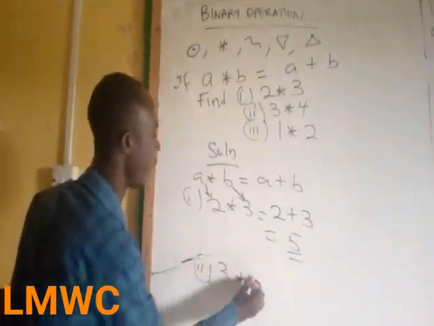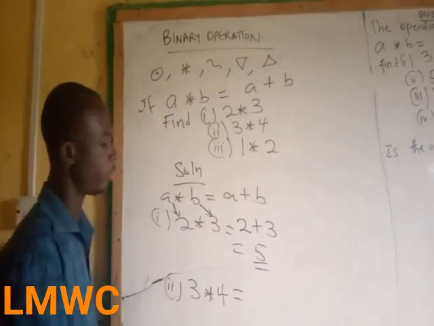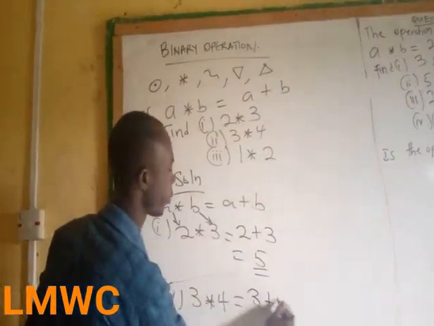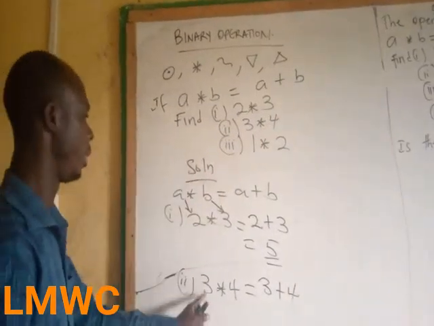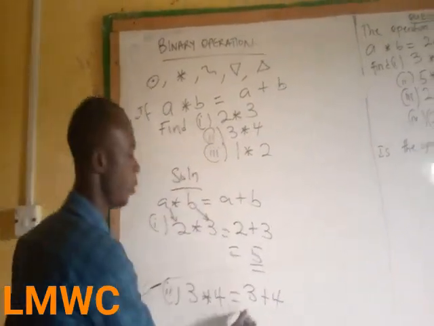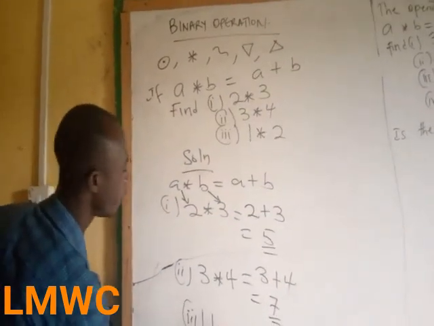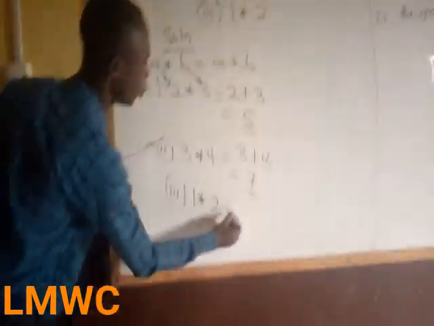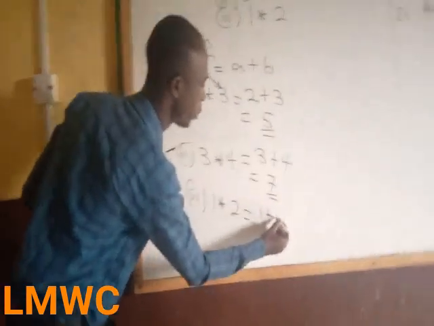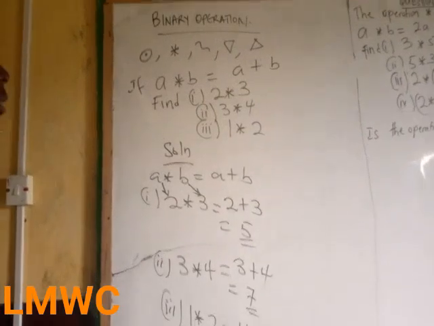Next, 3 star 4. So 3 star 4 becomes 3 plus 4 because A star B, A is 3 and B is 4. So it's 7. And the third one, we have 1 star 2. So it becomes 1 plus 2, which is 3.